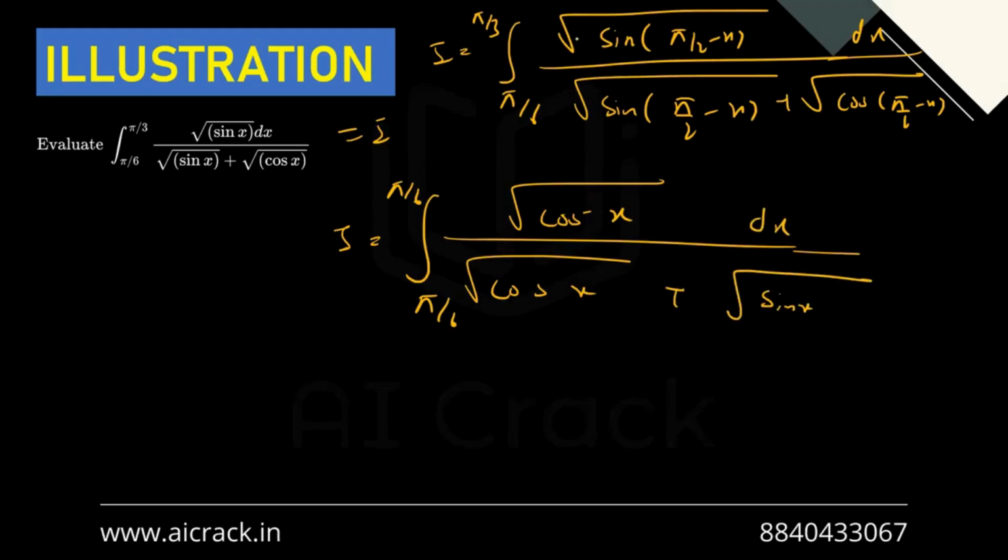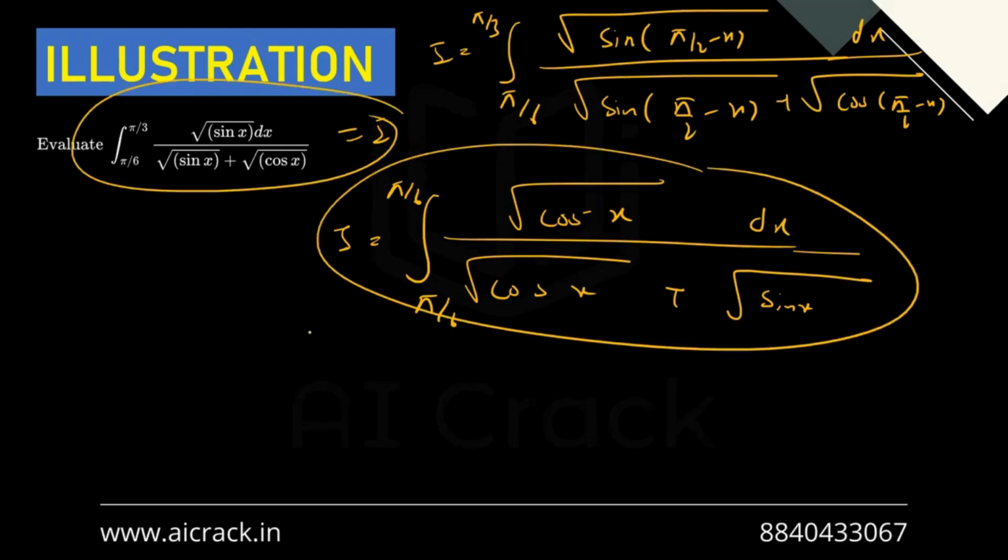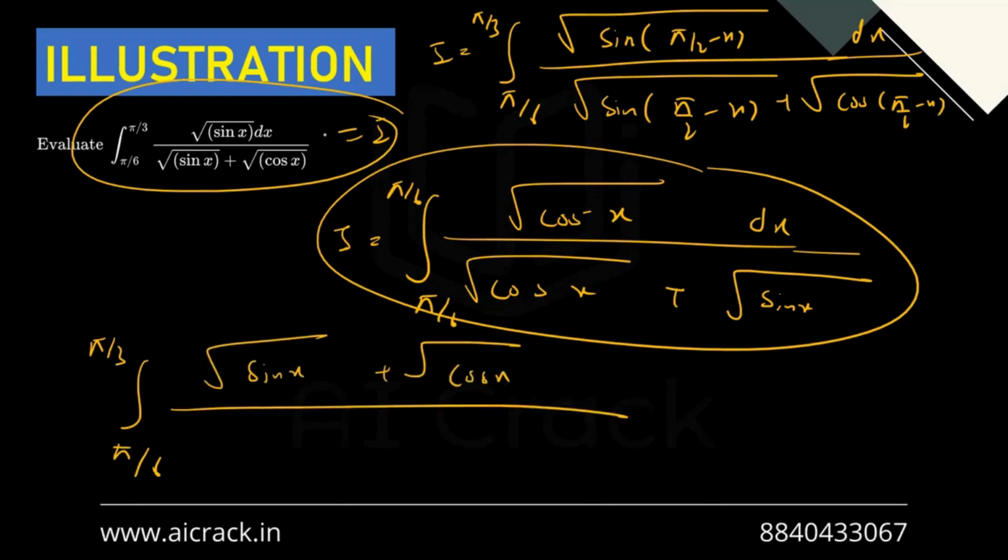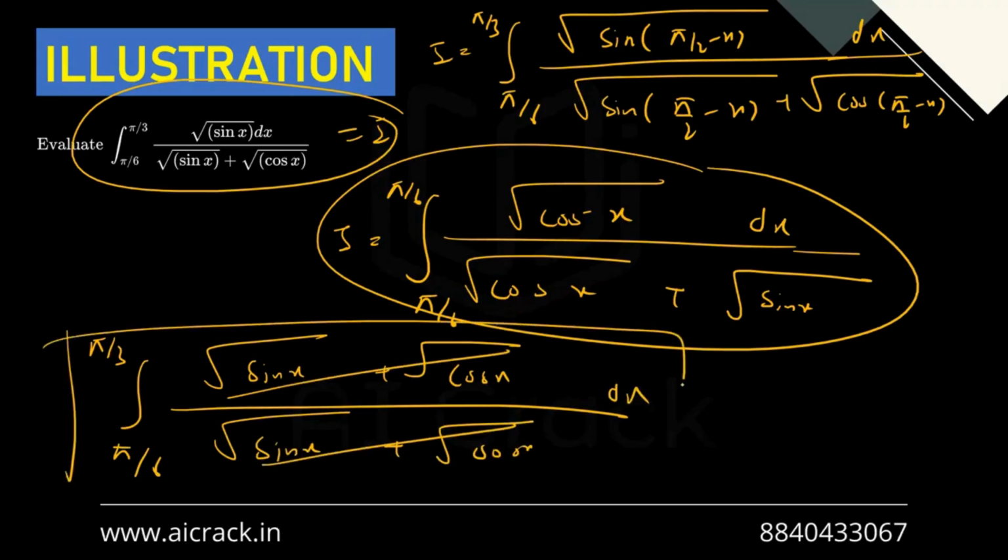Right? Now you can add these two I's, this one and this one. If you add both of them, we'll be getting integral pi/6 to pi/3. This would become under root sin x plus under root cos x divided by the same denominator, under root sin x plus under root cos x dx. So this and this get cancelled out. We have got our answer, right?